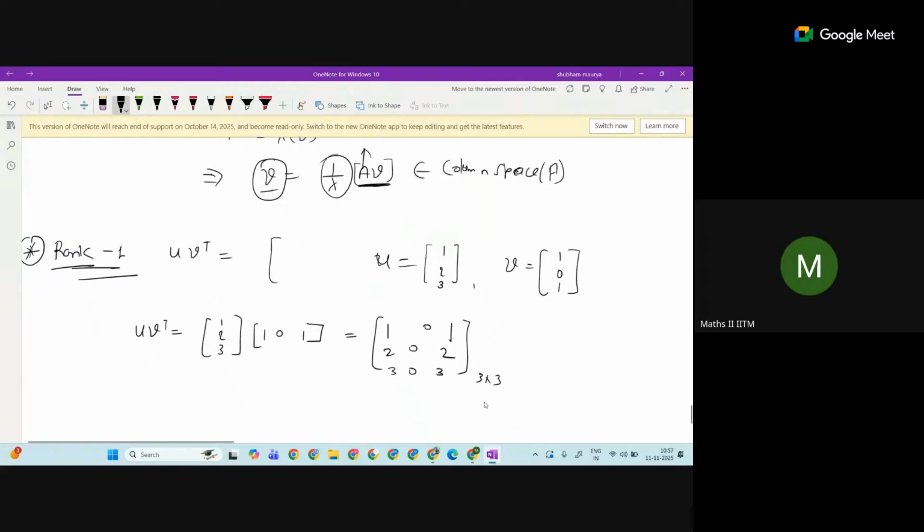See what is happening here. This is the main row, and the other rows are just twice and thrice the first row. So if you do row operations and convert to upper triangular form, you will get only this one row. In this way, only one pivot is there, so this is a rank 1 matrix.